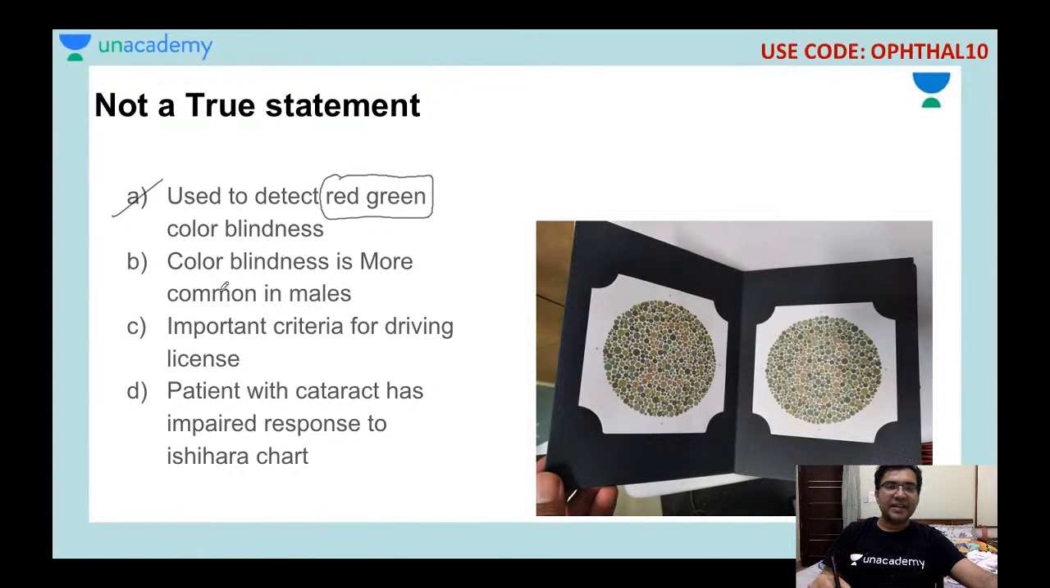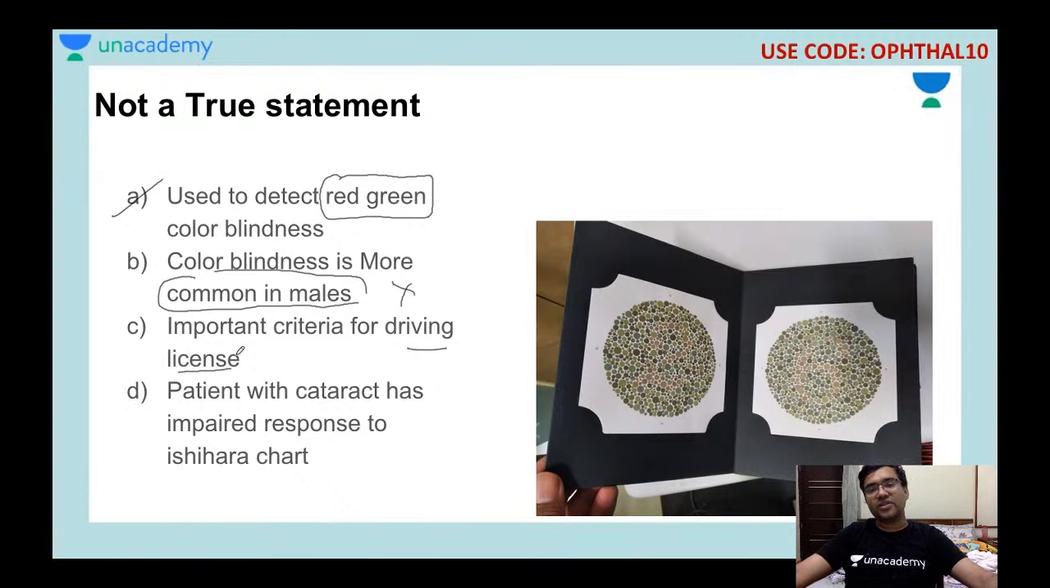Now this color blindness is more common in males because it is there in the X chromosome. Okay, because the males have XY and the females have XX. So the females are usually the carriers and the males are the ones where it has more impact. Important criteria for driving license, very true. The reason is because you have red, green and yellow light. So if you are not able to see the red and green colors, then there would be a problem whenever you drive. So it is definitely an important criteria for driving license.